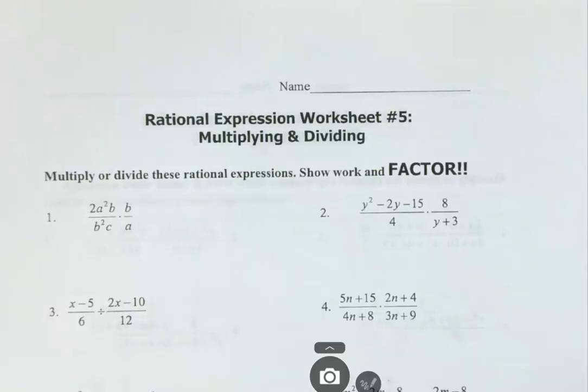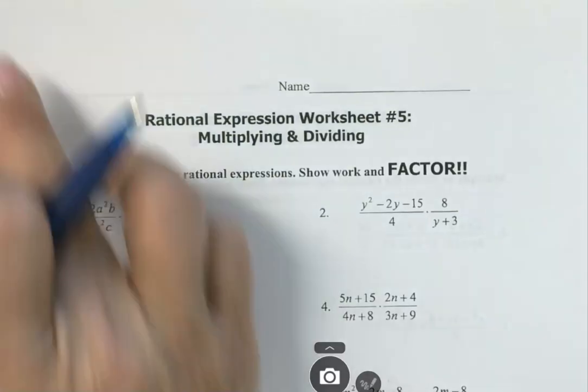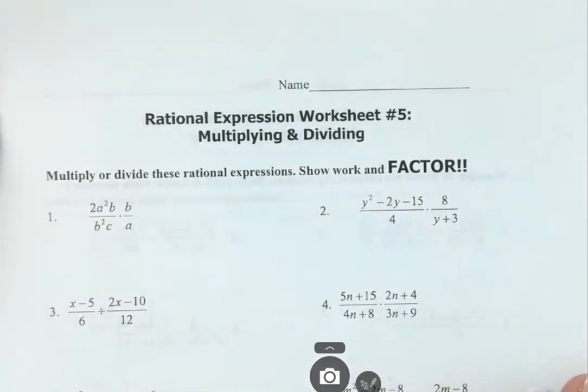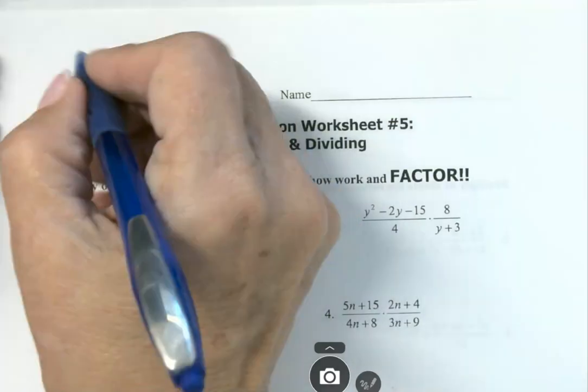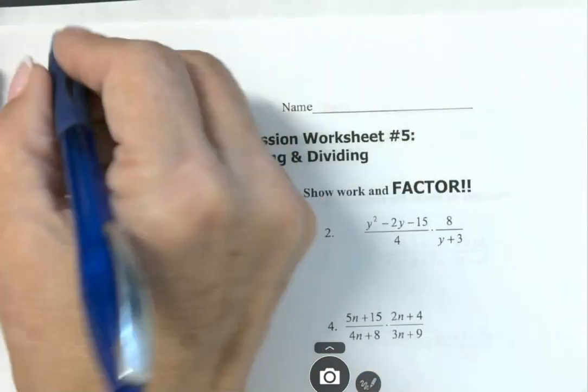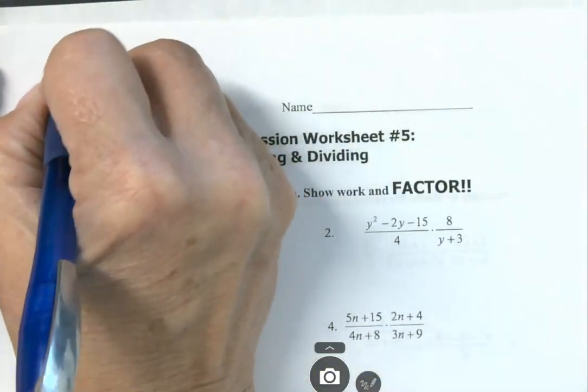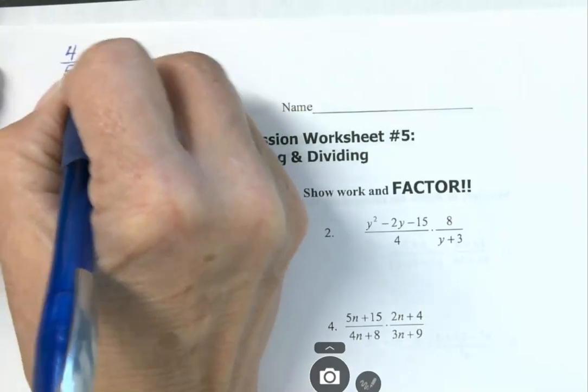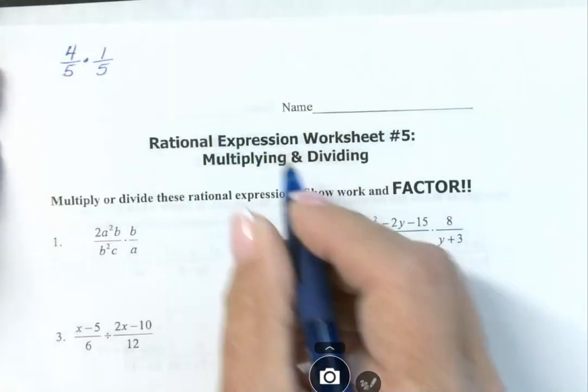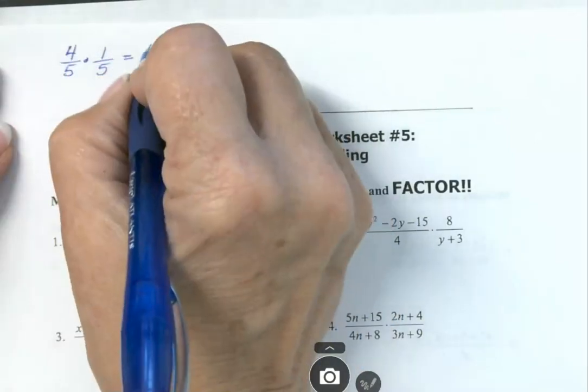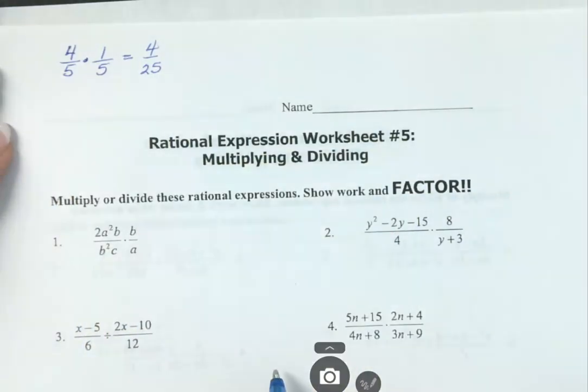Okay, so this one we're going to be multiplying rational expressions, multiplying and dividing. So I want to go back to just fractions real quick and talk about how to multiply fractions. If I have something like 4/5 times 1/5, remember the rule is to just multiply numerator times numerator, denominator times denominator, and that's my answer.